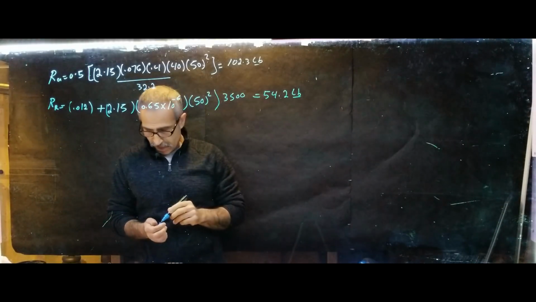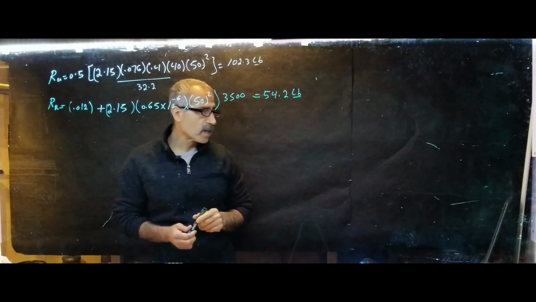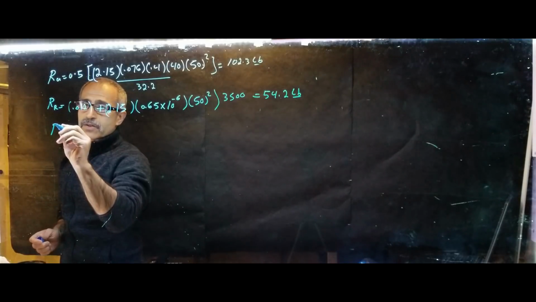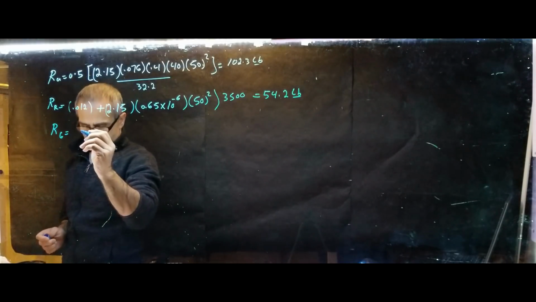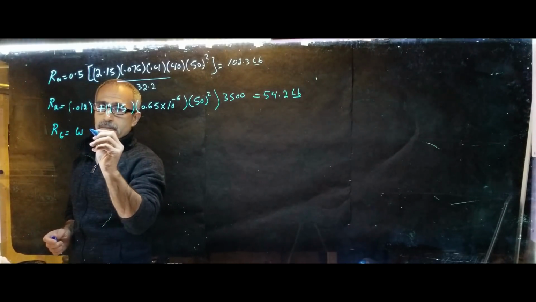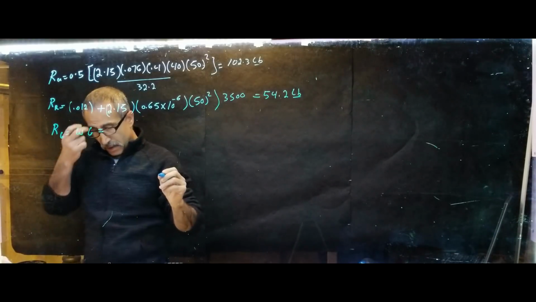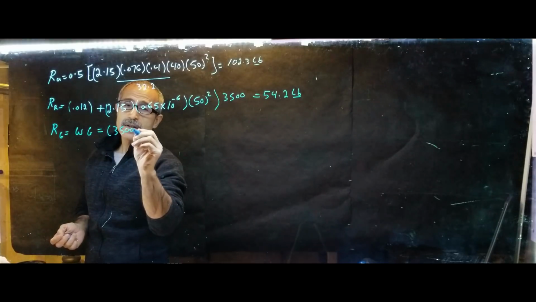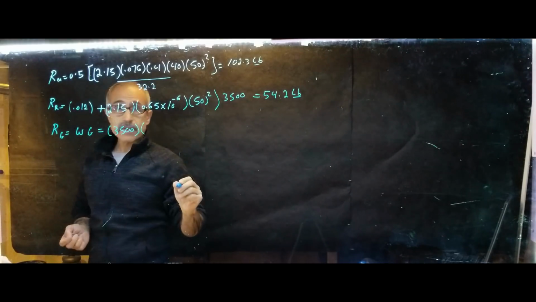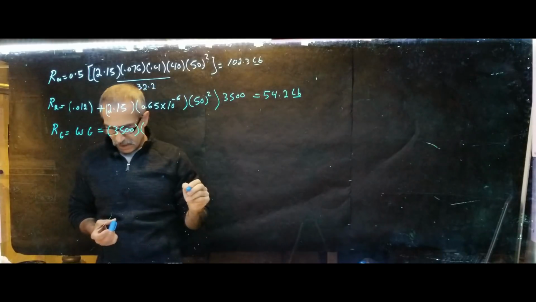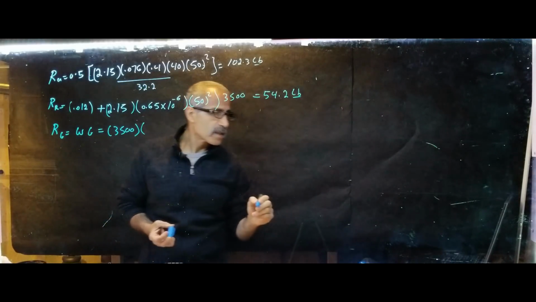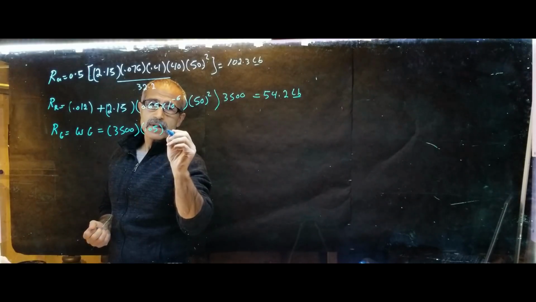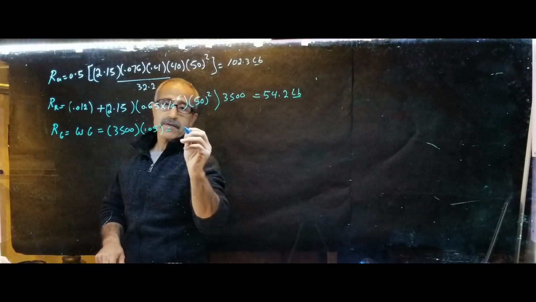So now we got that. The next thing we're going to find is the grade resistance. The grade resistance, let's call that RG, is basically W times G, the weight of the vehicle times the grade. I got 3,500 pounds times the grade, which was 5%, so 0.05. And that gave me 175 pounds.